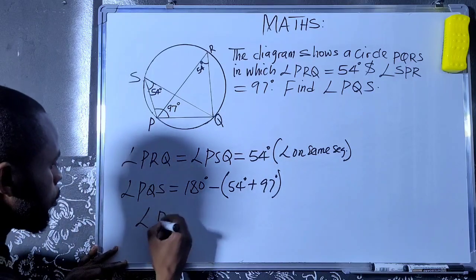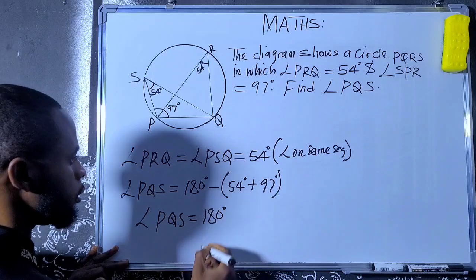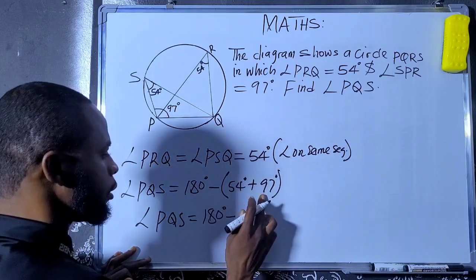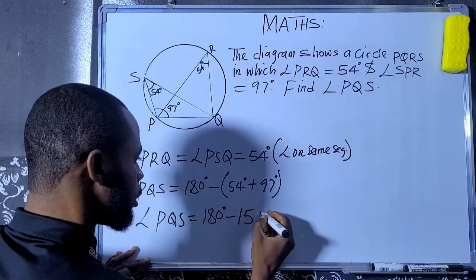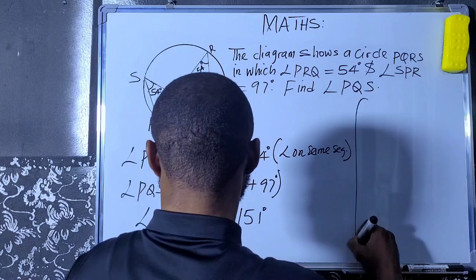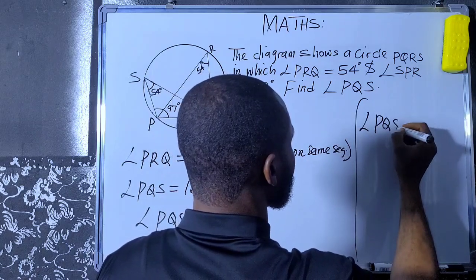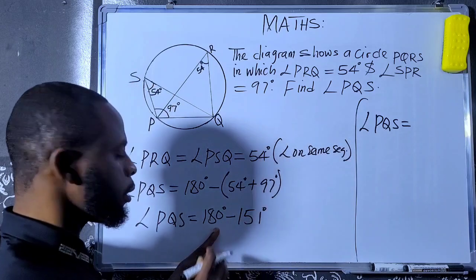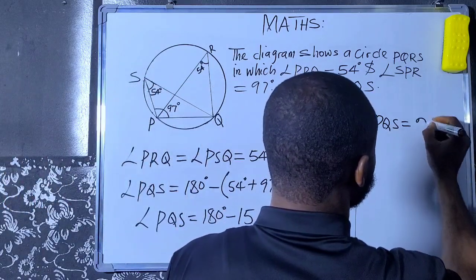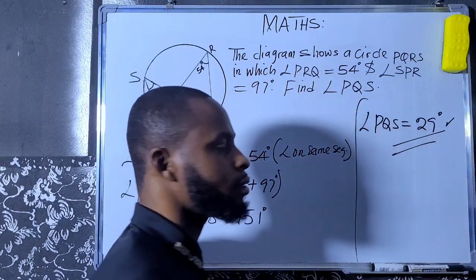Therefore, angle PQS equals 180 degrees minus 54 degrees plus 97 degrees. That gives us 151 degrees. Therefore, we have that angle PQS equals 180 degrees minus 151 degrees equals 29 degrees, and this is the correct answer.